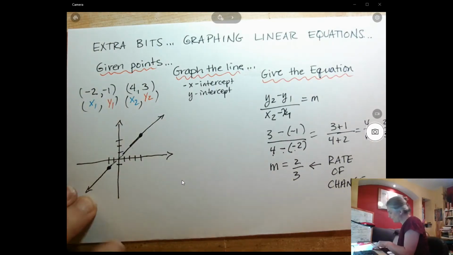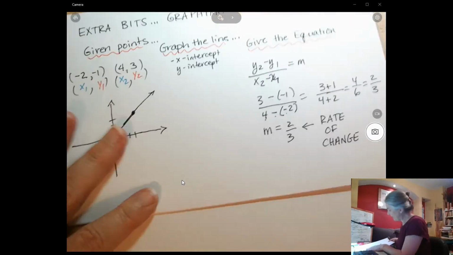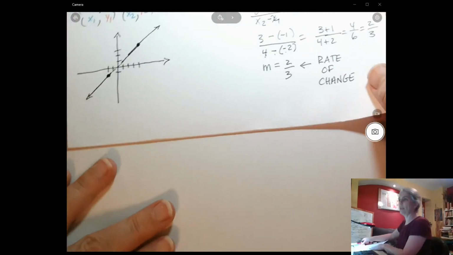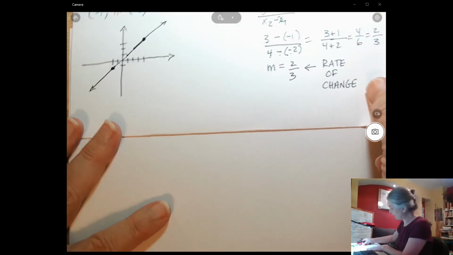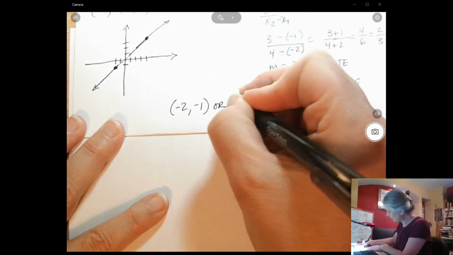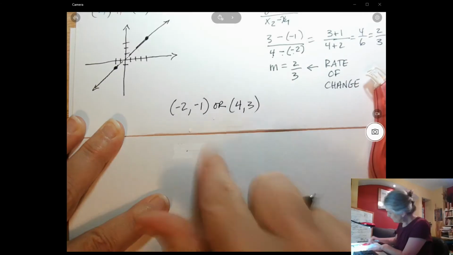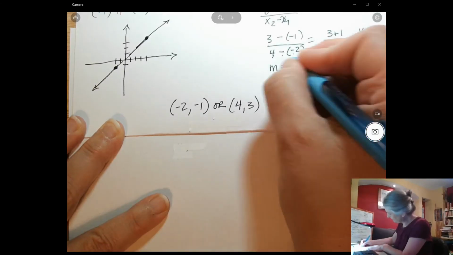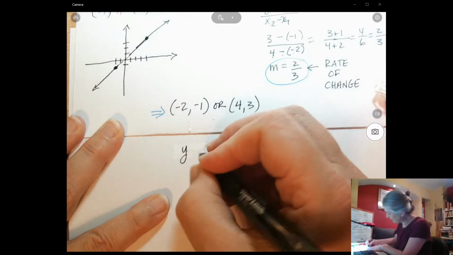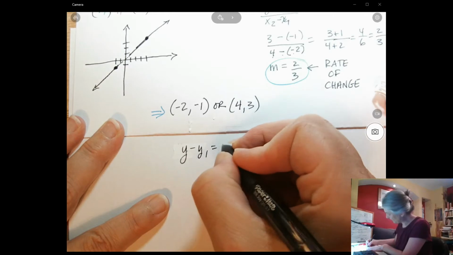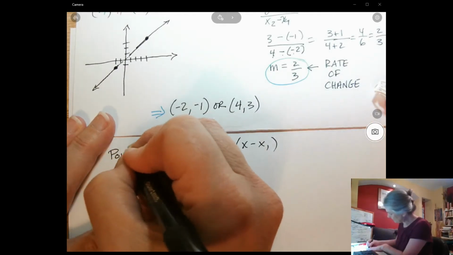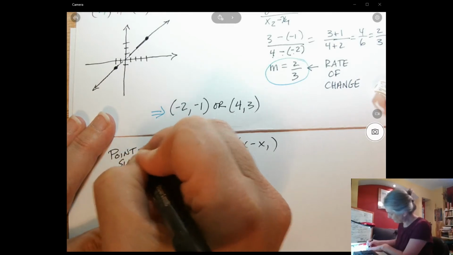Now we have to take this information that we have, and we're going to graph, I'm sorry, I'm not going to graph. We are going to take one of those points, (-2, -1), or we could use (4, 3). We've got the slope right here, and we've got these points right here. So what we're going to do is write the line as y minus y1 equal to m times x minus x1. That again is called the point slope form of the line.